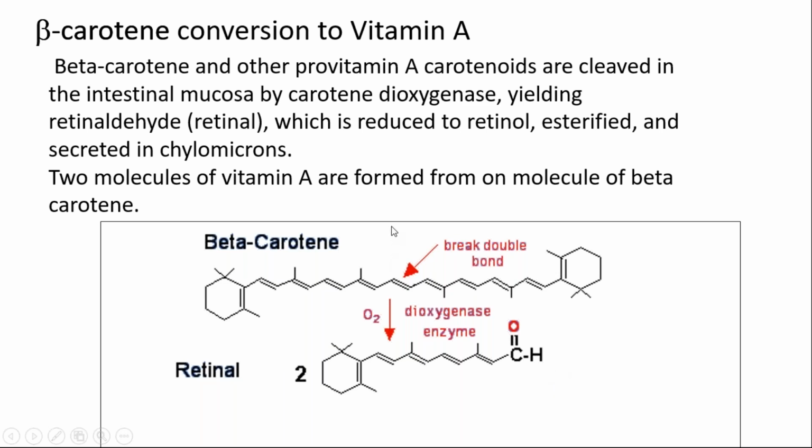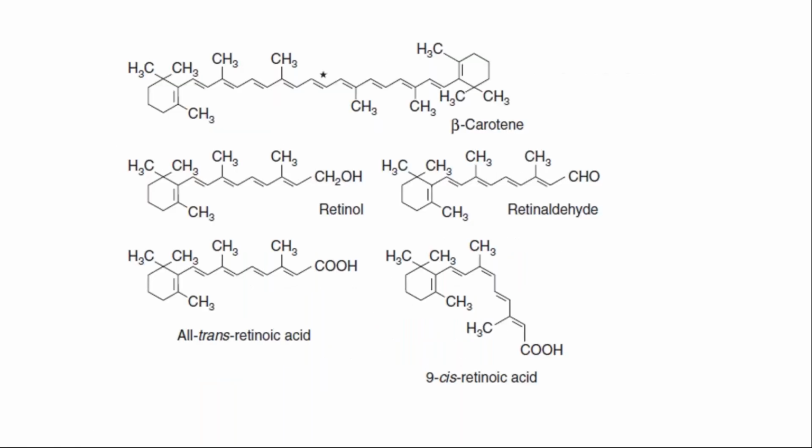So beta carotene can be cleaved to give you two molecules of vitamin A in the presence of the enzyme carotene dioxygenase. And retinol later in the body is reduced from the aldehyde to the alcohol CH2OH, and that is retinol, and this is further oxidized to give you retinoic acid, that is, you have COOH. So these are the structures to show you.